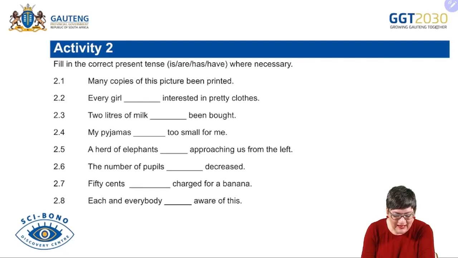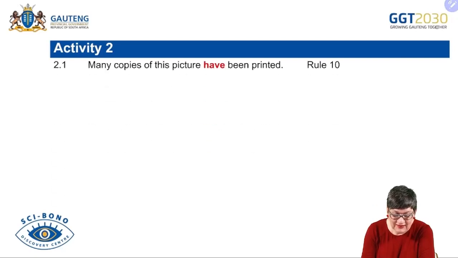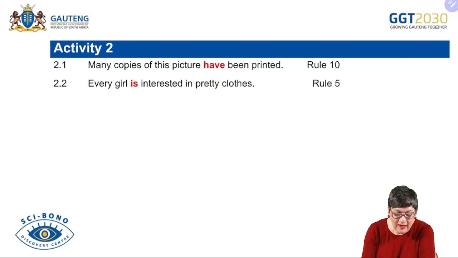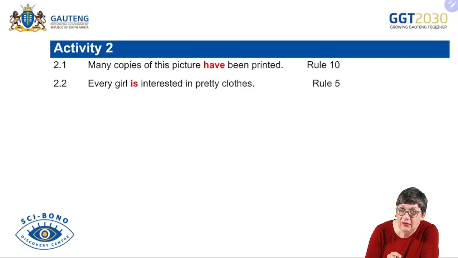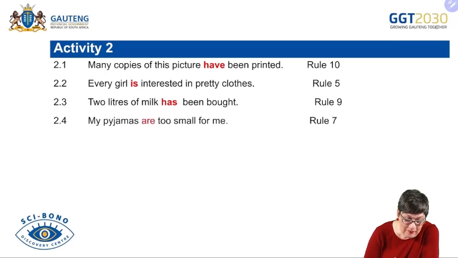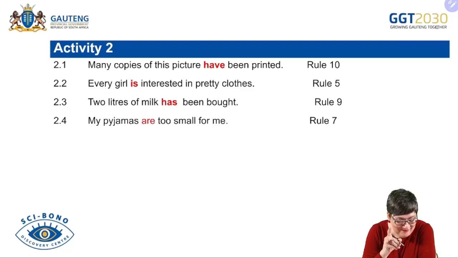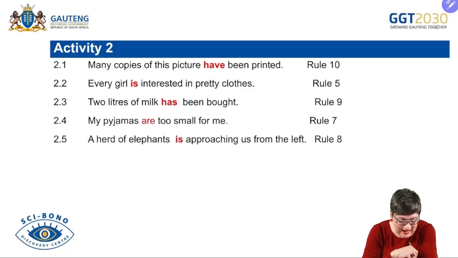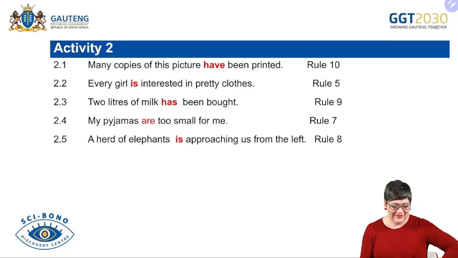We have a little exercise for you here as well. I'm going to show you 1 or 2 things that I think are really important. Every girl, do you remember everyone, every girl, everybody, everyone? It's always is. So be careful with that one. Just want to highlight to you here 2 liters of milk. It still has been bought. One thing. My pajamas, remember I said your pajamas are too small. And a herd of elephant is, because it's one thing coming from the start.